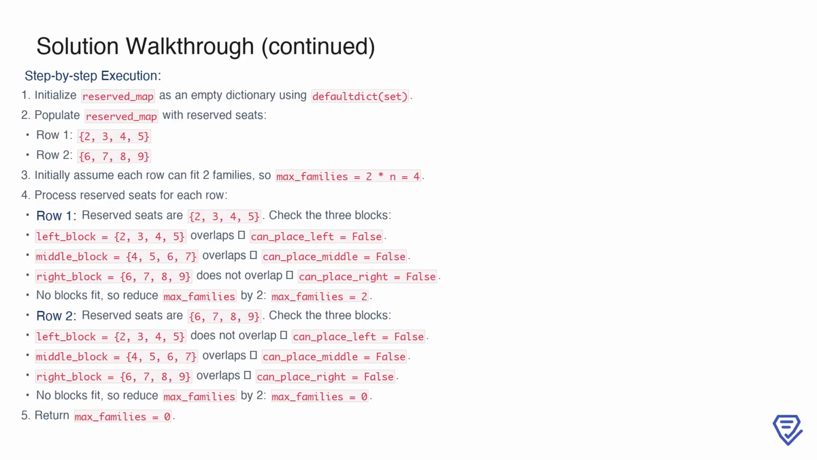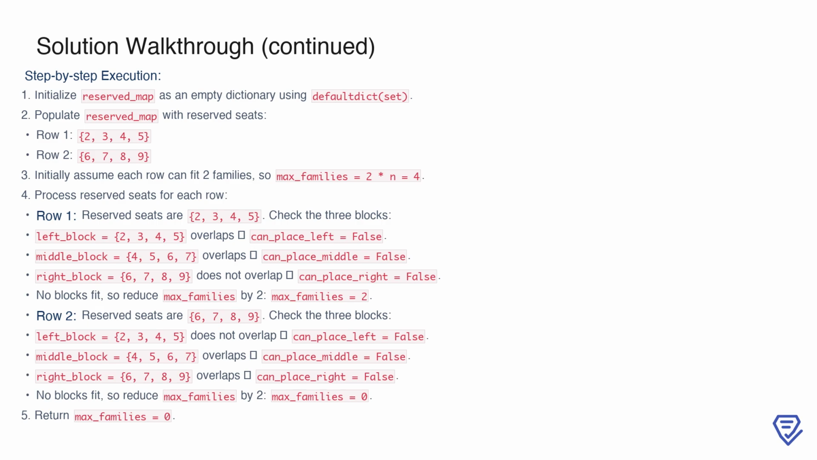Since no blocks are available, no families can fit in row 1, and we reduce the total capacity by 2, leaving 2 families. For row 2, we repeat the process. The left block, 2, 3, 4, 5, does not overlap, but it is too far from the reserved seats to accommodate a family. The middle block, 4, 5, 6, 7, and the right block, 6, 7, 8, 9, both overlap with reserved seats, making them unusable.